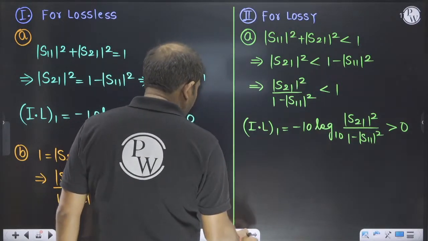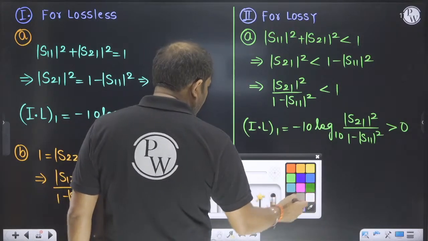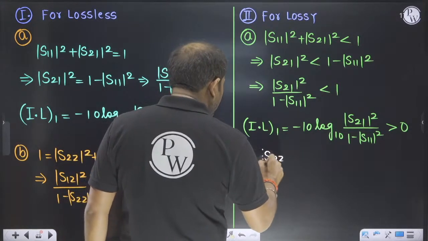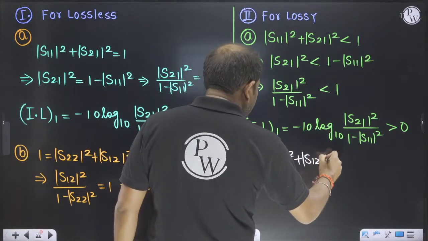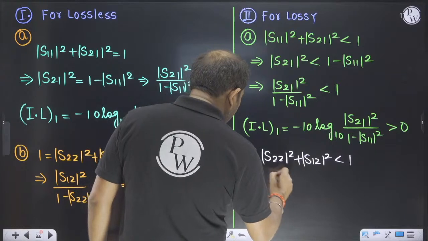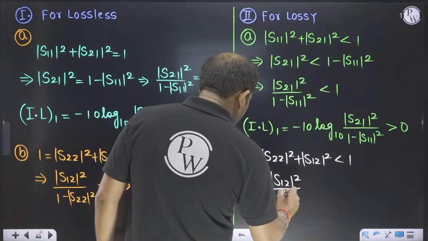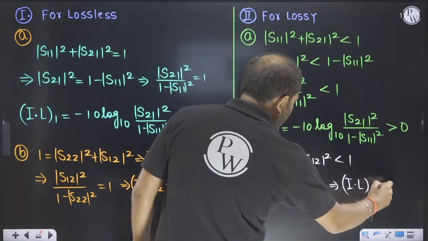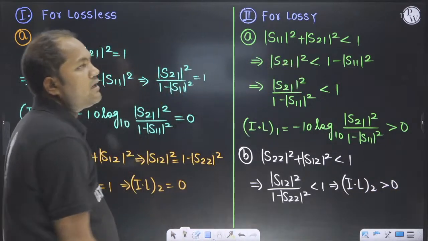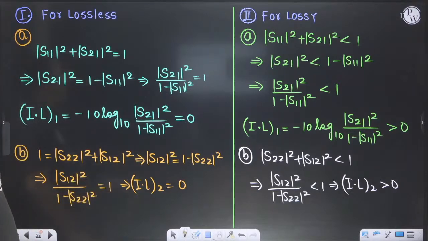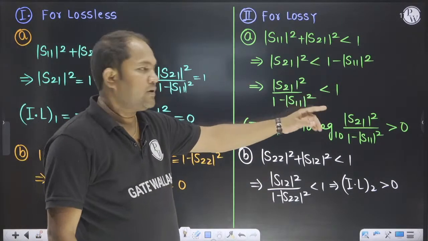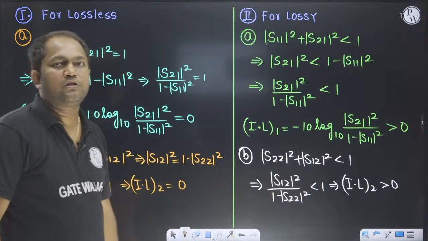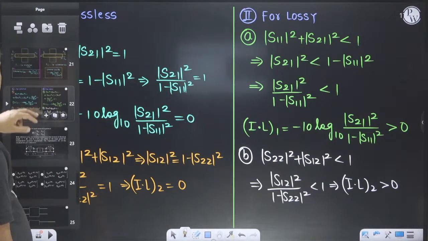Similarly for port 2 you can get it. At port 2 you will get S22 square plus S12 square less than 1. That means S12 square upon 1 minus S22 square is less than 1, so insertion loss at port 2 is greater than 0, a positive value. Similarly you can solve for the amplifier. In case of an amplifier the ratio is greater than 1, so insertion loss will be negative. There is no loss, so insertion loss should be negative.